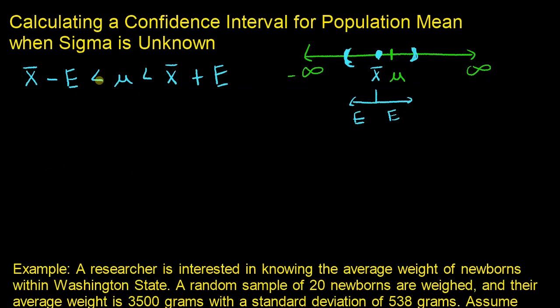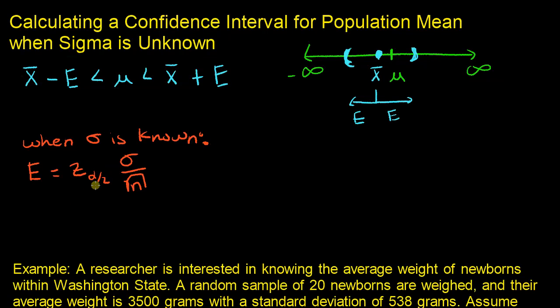So how we calculate this margin of error is really what we're going to be talking about right now. In the past, we've talked about this formula: E equals z alpha over 2 times sigma over square root of n. This is the situation when sigma is known. We've talked about this before.